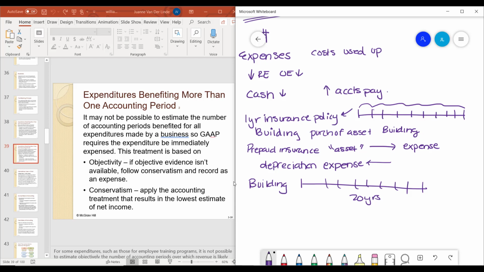So using your best professional judgment, accountants decide on what the best estimate is for the useful life of an asset, or how long an asset is going to benefit the company, for how many accounting periods. But usually if you're unsure, it's always encouraged to err on the side of conservatism, be more conservative rather than being too crazy with the numbers. So if you can't really make an informed estimate, be as conservative as possible.